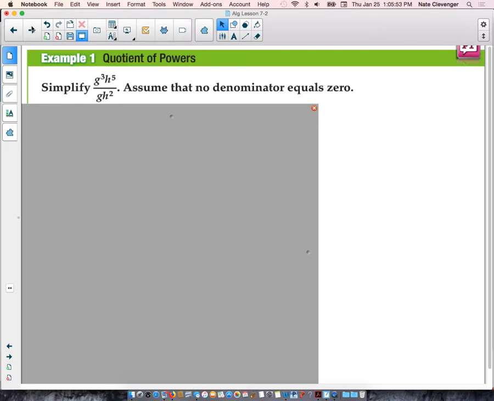Okay. Now they do write in this little bit of extra stuff, no denominator equals 0, just so you know. Not that it would concern you, but technically if either one of those values was 0 on the bottom, there would be no solution to this. So that's why they say that. We have an exponent of 3 on our g on top. We have an exponent of 1 on the g on bottom. So when I subtract those, I get g squared.